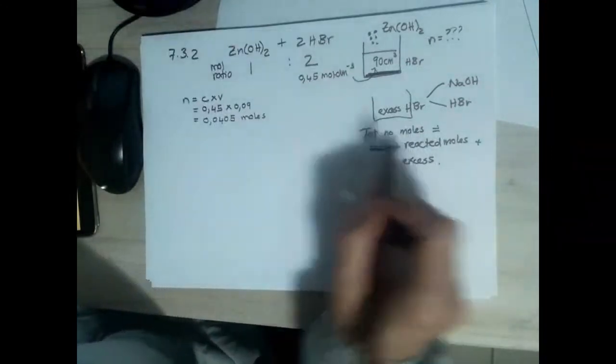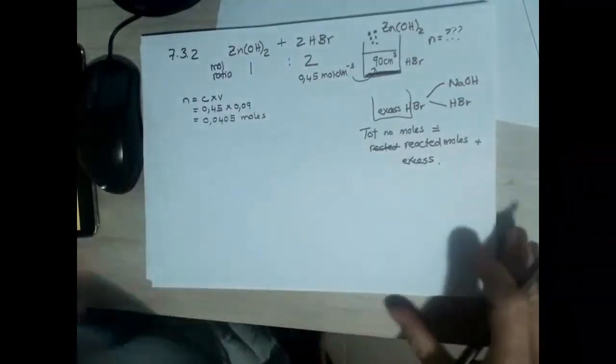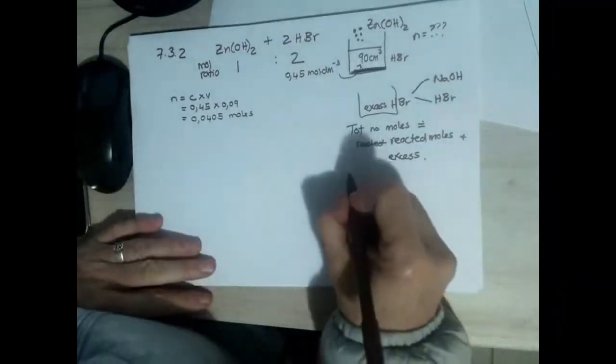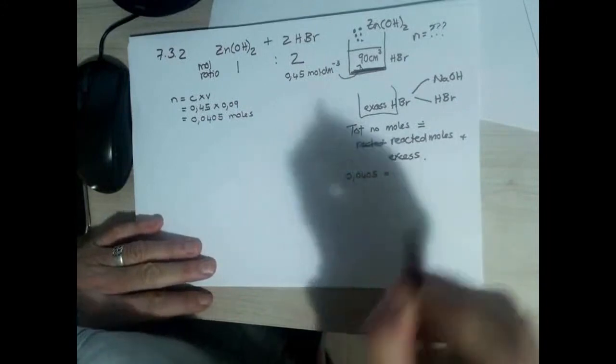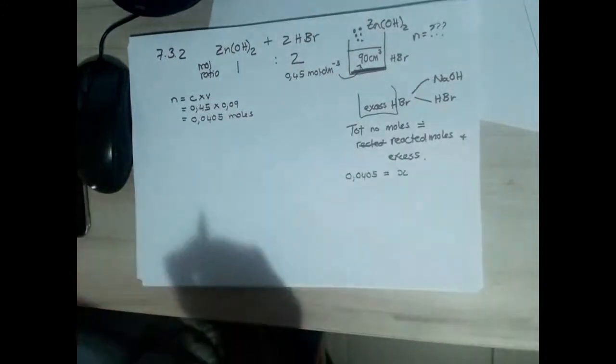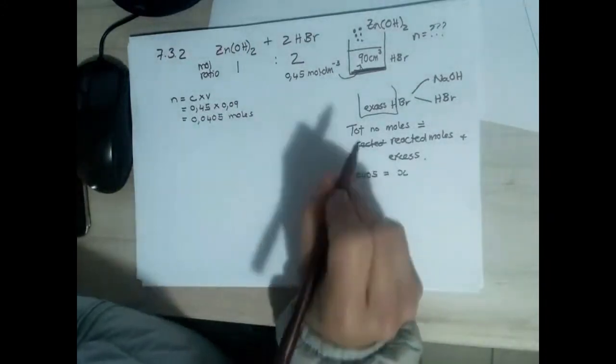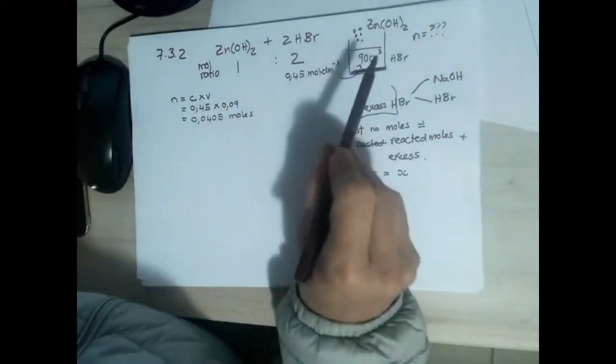So that's the total number of moles. If I use the equation then, total number of moles is 0.0405, which is equal to, I don't know what this is, the reacted moles. So I don't know how many moles of my HBr actually reacted with the zinc hydroxide.